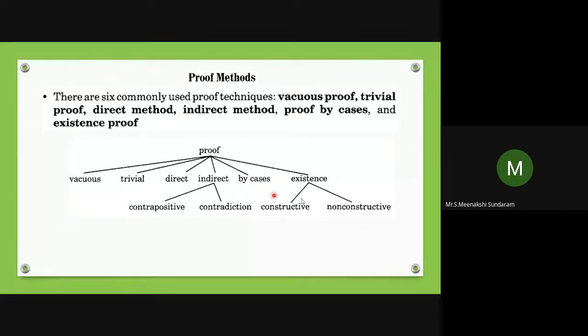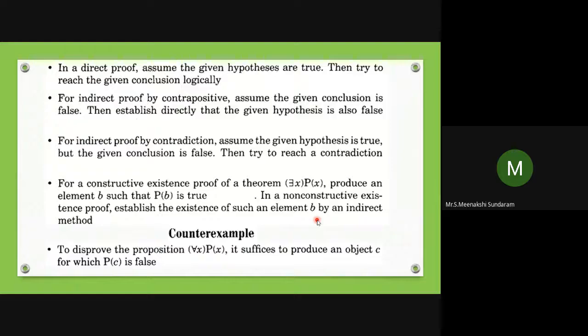Then proof by cases, that is case 1, case 2. Existence proof is nothing but existence, so constructive and non-constructive proof. Like here, in a direct proof, assume that the given hypotheses are true, then try to reach the given conclusion logically true.